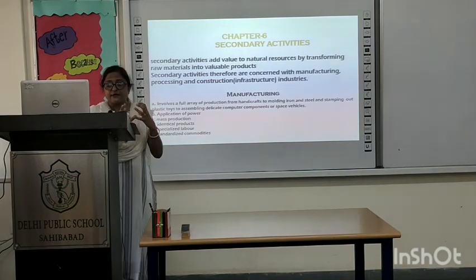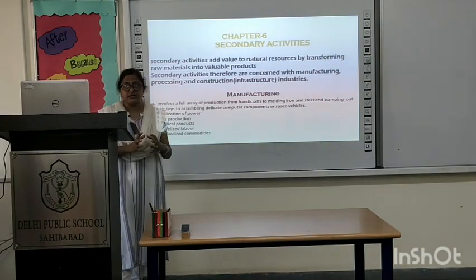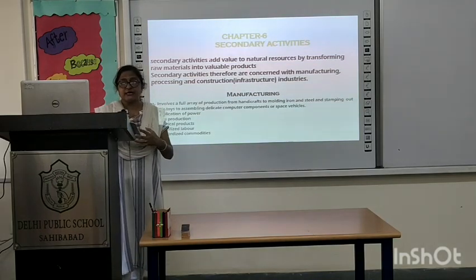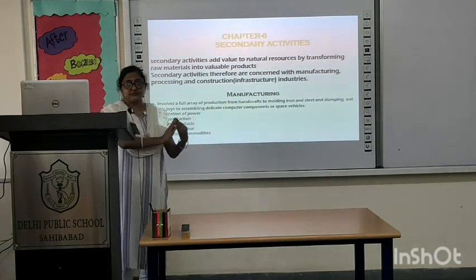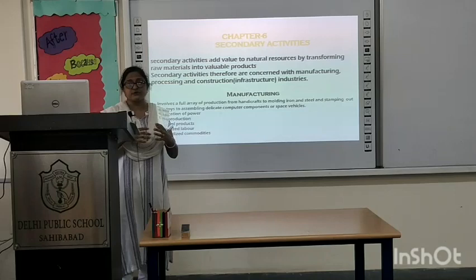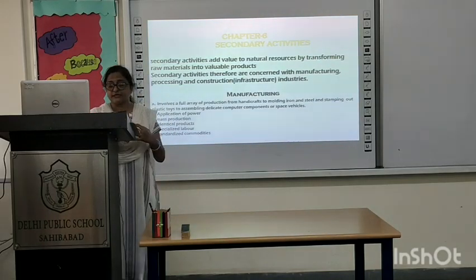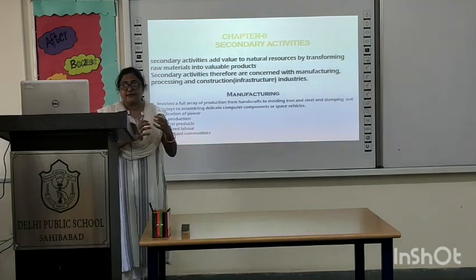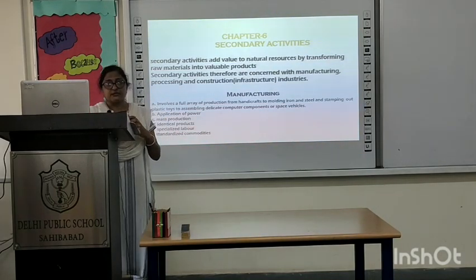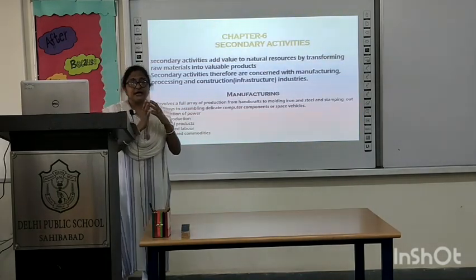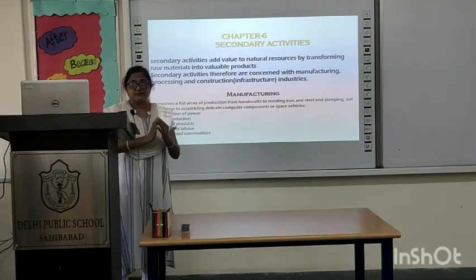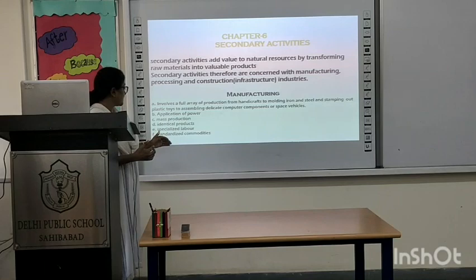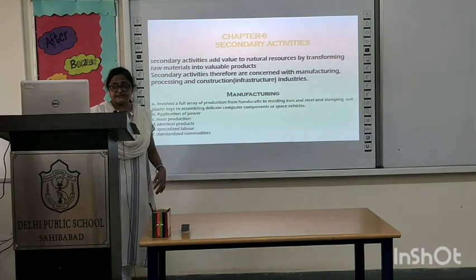Manufacturing involves a full array of production, from handicraft to molding iron and steel, and stamping out plastic toys to assembling delicate computer components or space vehicles. Here are some characteristics applicable to manufacturing. First is the application of power, mass production, identical products, specialized labor and standardized commodities.